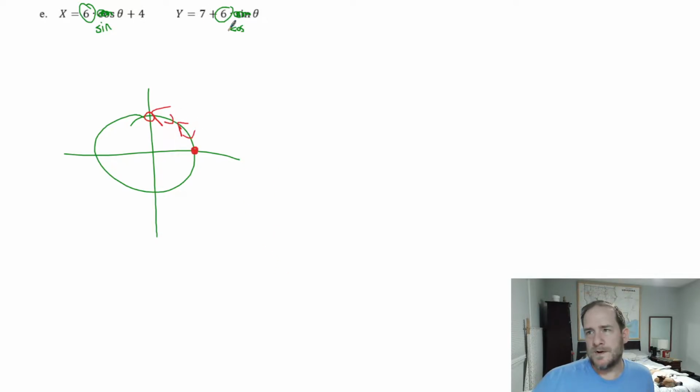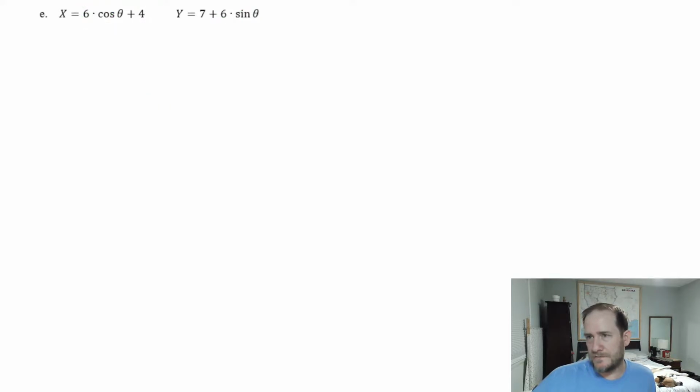If one of these had a negative coefficient, that would change the direction of rotation. That would change the starting point, potentially. But those are some things maybe you could look into. I'm still not doing E, even though it's a circle, because I don't think I care. But I think you can figure out how the circle would work. Can't you? Moving on. All right, let's do F.